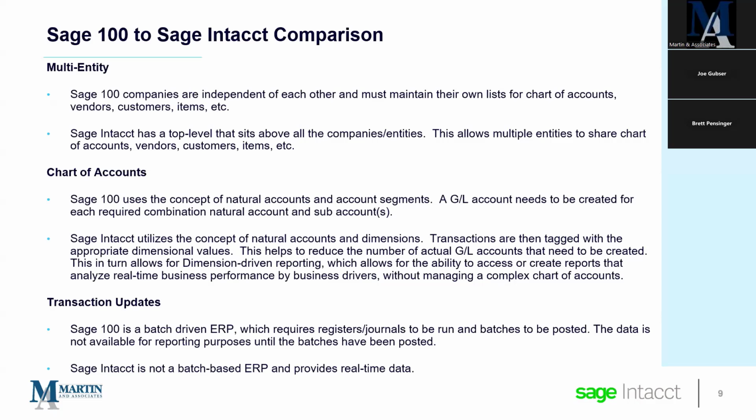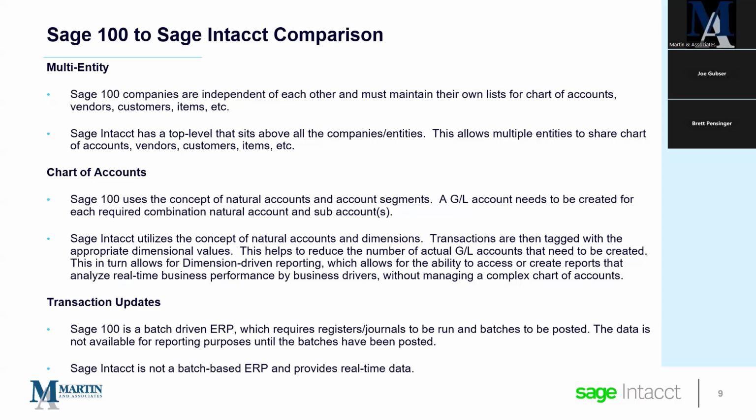So big efficiency there, because if you need to add a new vendor and you have 2-3 companies, you've got to go into each company and add that. Whereas in Intacct, you add at the top level, boom, it's ready to go across all of your entities. You can restrict customers, items, vendors down to individual entities or a group of entities if you wanted to in Intacct. If that vendor or customer shouldn't apply to a certain entity, you can restrict that.